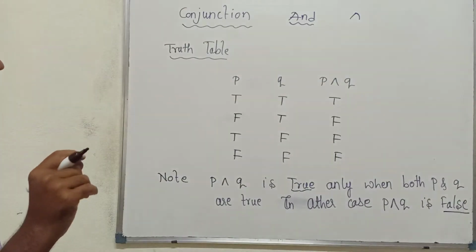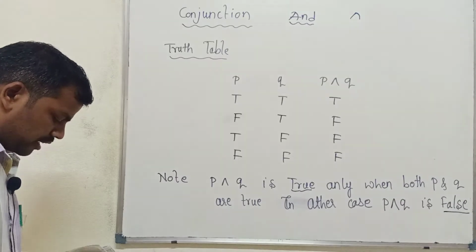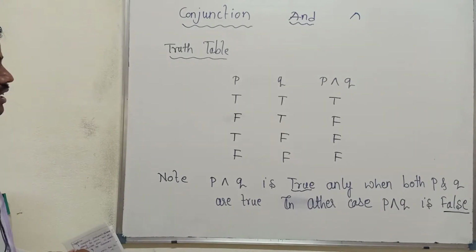So this is about the conjunction and its truth table. Next we move to another compound statement, that is disjunction.